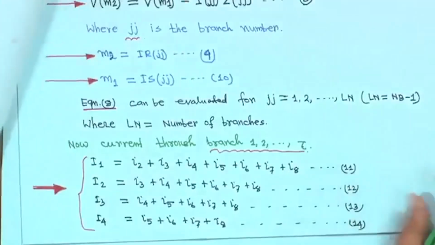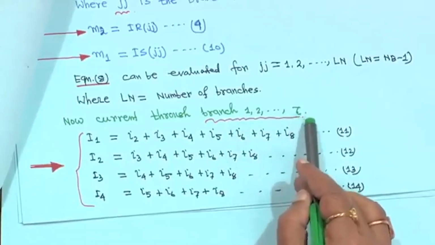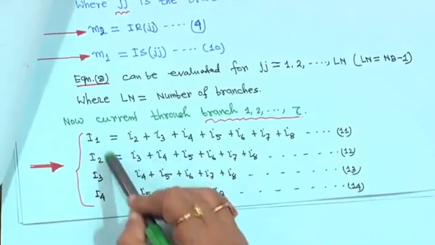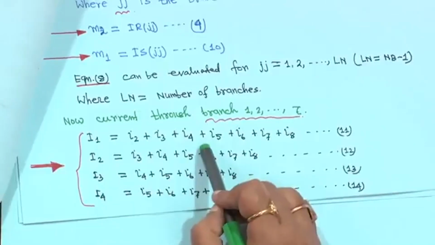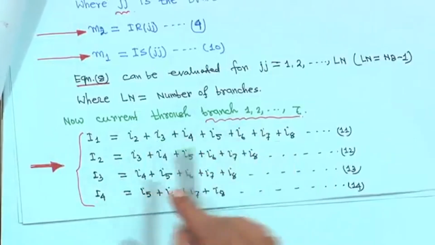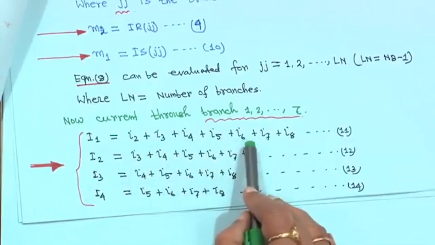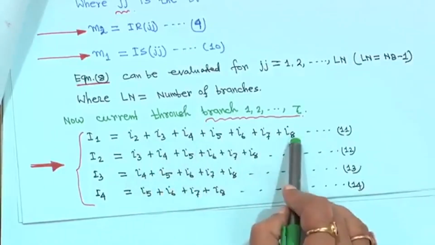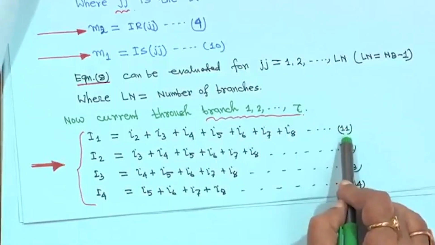So I1 is the current through branch 1, and up to 7 branches are there. When I write here I am putting a suffix, not a bracket, but when I write the mathematics I will put them in brackets; they are the same, there should not be any confusion. So I1 is equal to I2 plus I3 plus I4 plus I5 plus I6 plus I7 plus I8. This I2, I3, I4 all we have to compute later, in the next step. This is equation 11.